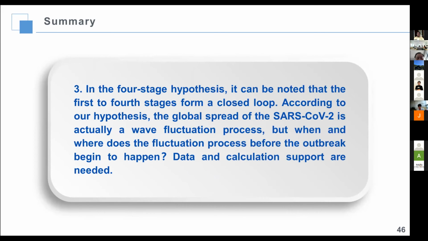In the fourth hypothesis of our discovery, it can be noted that the first to the fourth stages form a closed loop. According to our hypothesis, the global spread of SARS-CoV-2 is actually a wave fluctuation process. But when and where did the fluctuation processes before the outbreak in Wuhan begin to happen? Data and calculation support are still needed.